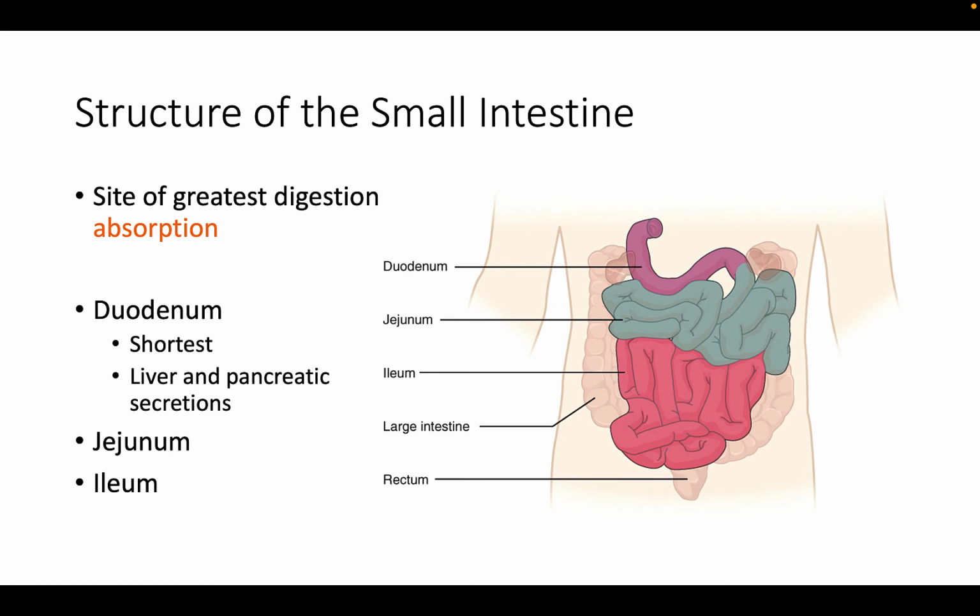But the duodenum, again, is the beginning, receiving small amounts of chyme at a time from the stomach. It's the shortest section and receives secretions from the liver and pancreas. And the jejunum is the middle section, leading to the longest portion, the ileum, which then leads to the cecum of the large intestine.